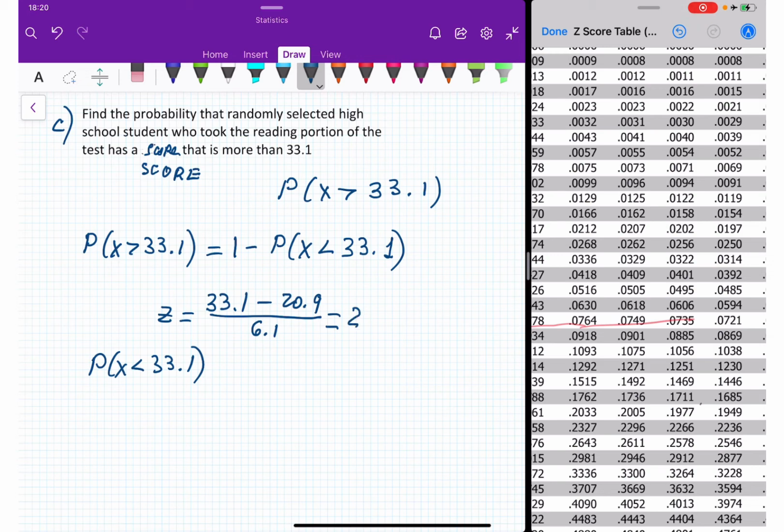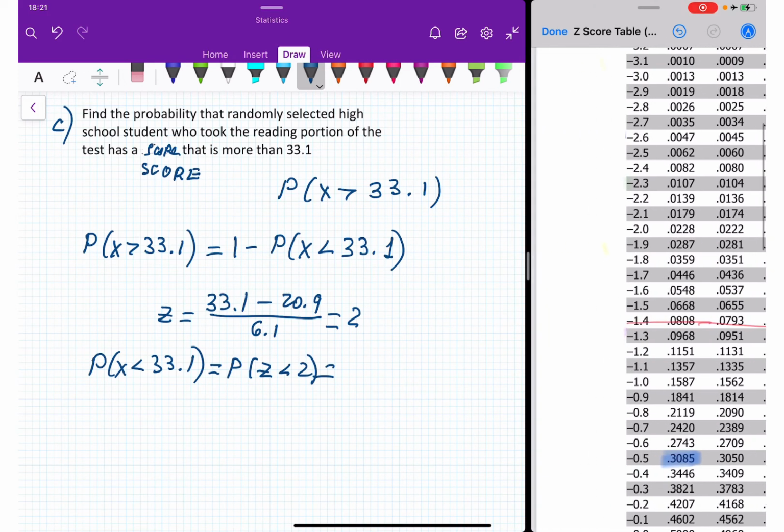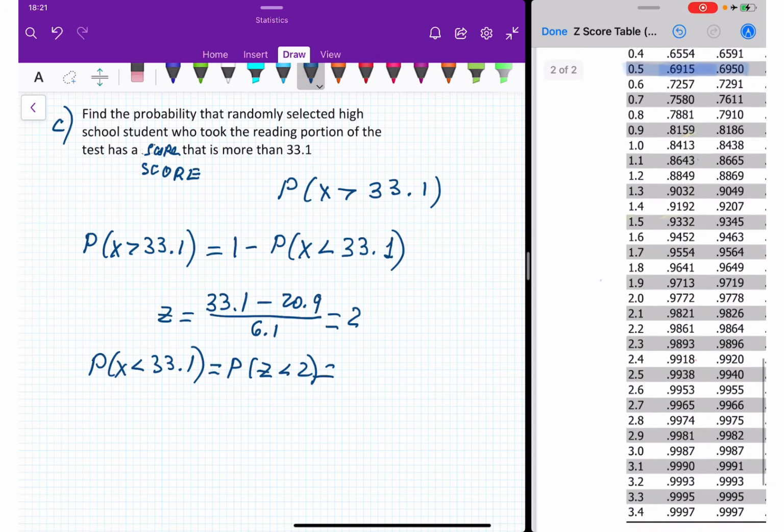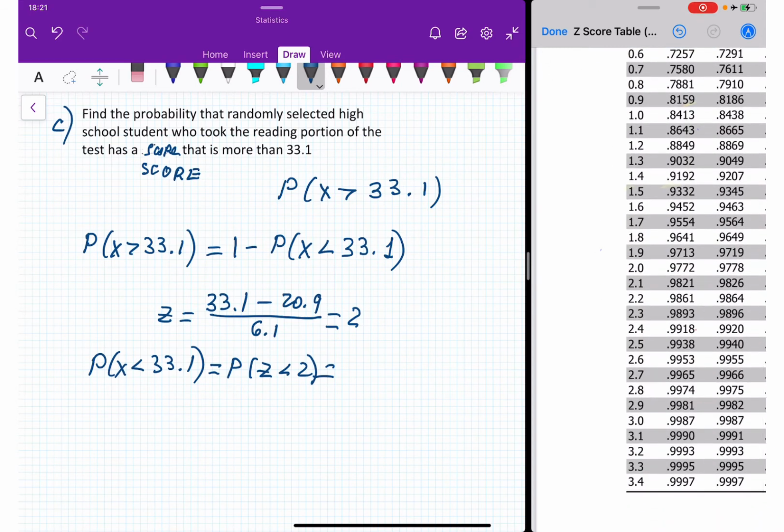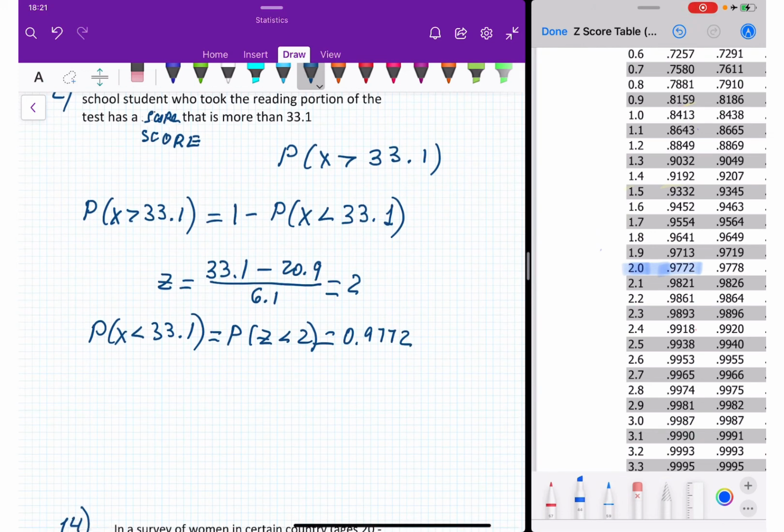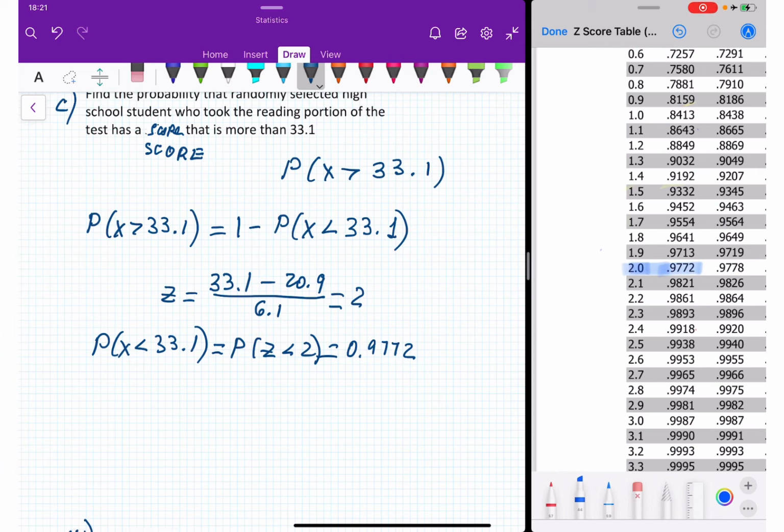So the z-score is equal to 2. Probability of z-score less than 2. This is negative. Where is our positive? Here it is. Two, and since it's only 2.0, it's going to be 0.9772. So what we have is the probability for z-score less than 2.